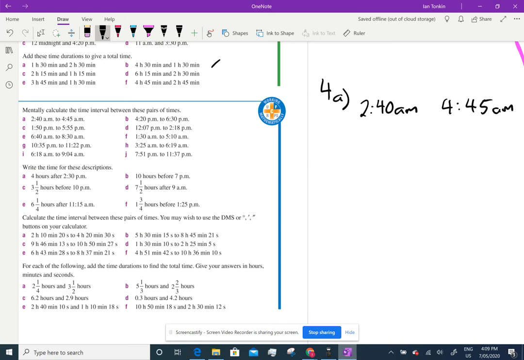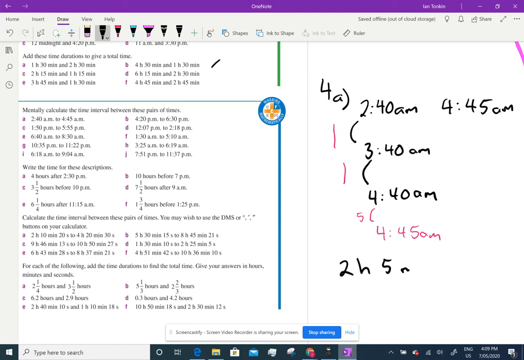Well, I just count again, 1 hour, 3 hours, 40 a.m., another hour, 4 hours and 4:40 a.m., and then I only have to go 5 more minutes. So 1 hour, 1 hour and 5 minutes, and I'll get to my 4:45 a.m. So how much time have I gone? 1 and 1, 2 hours and 5 minutes.